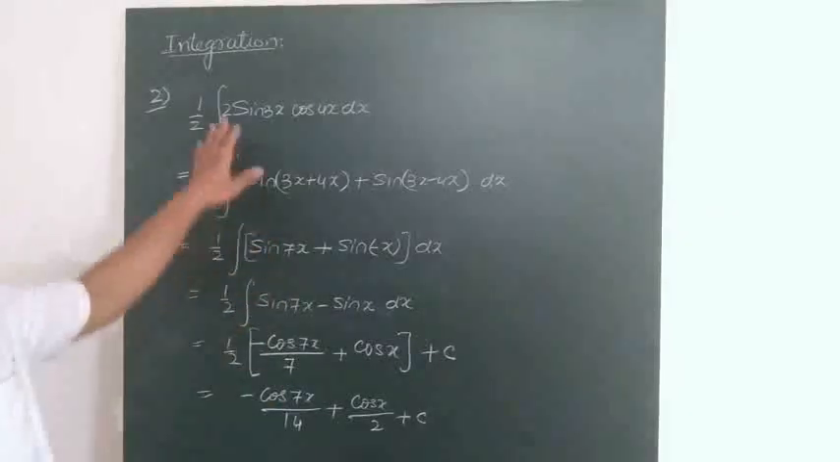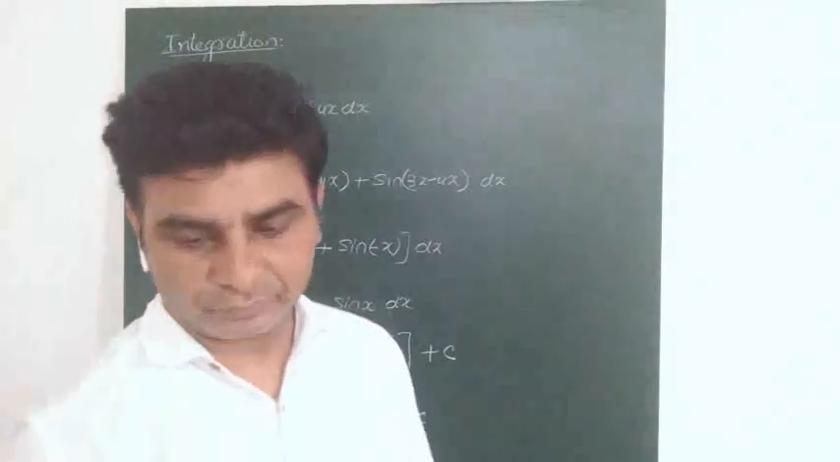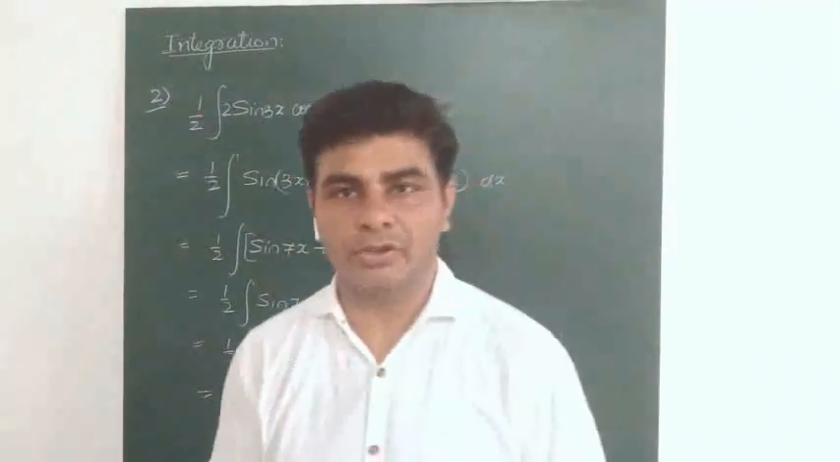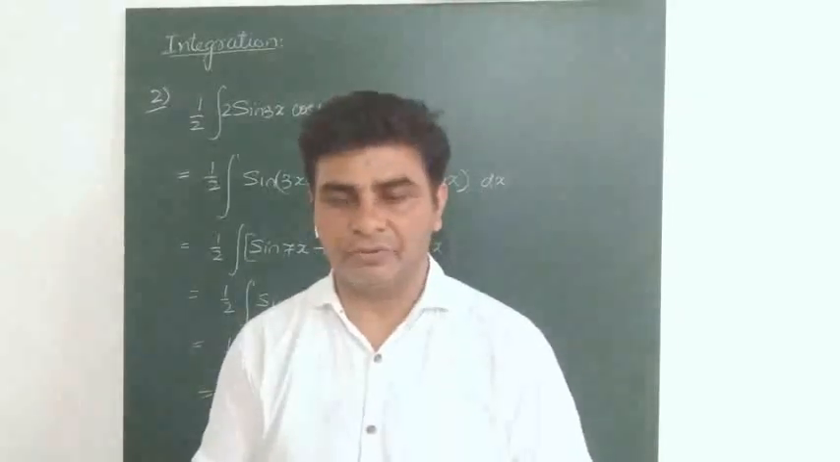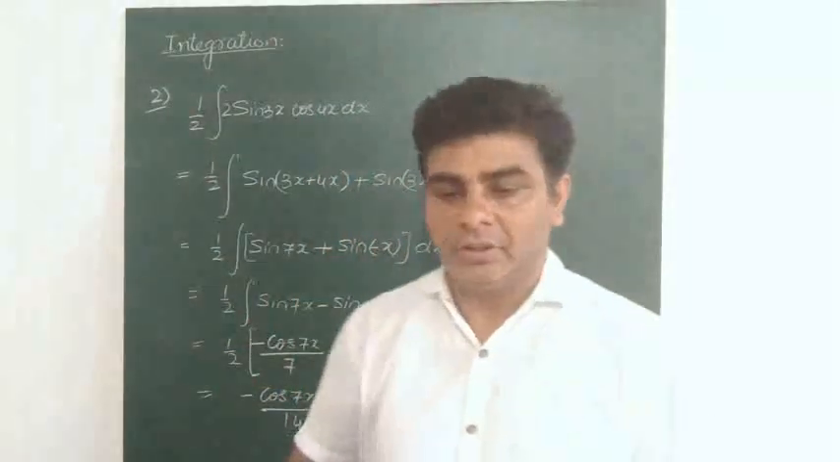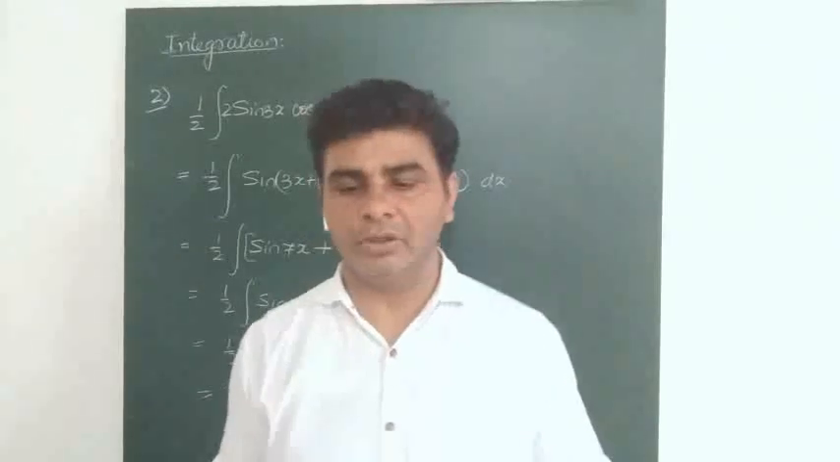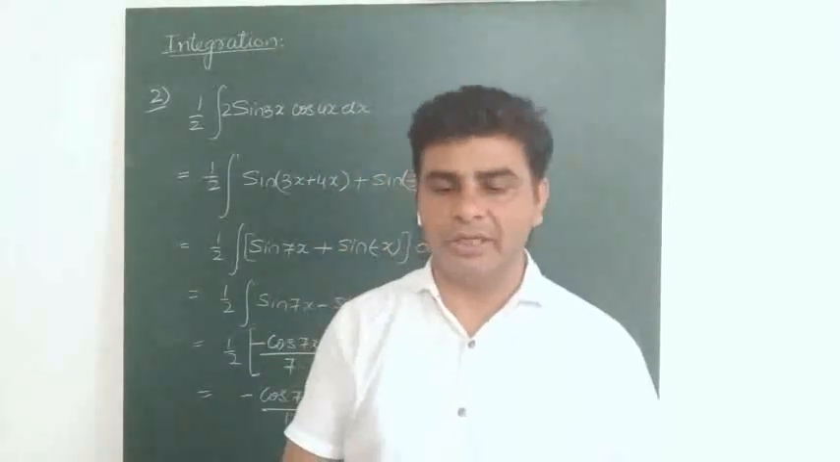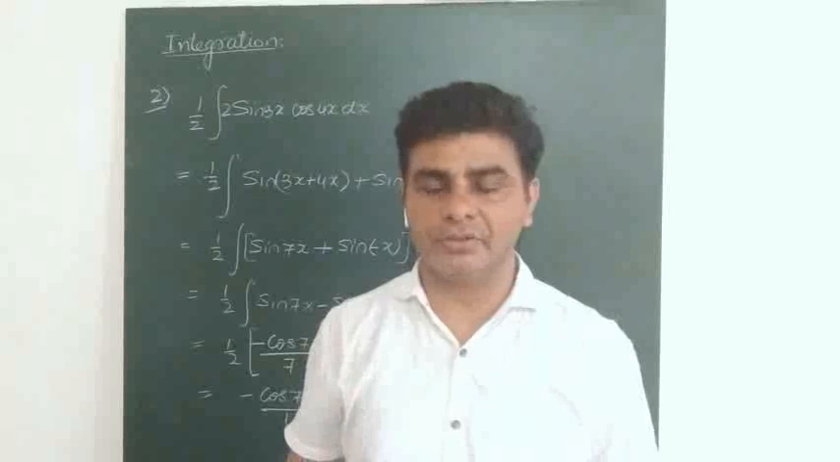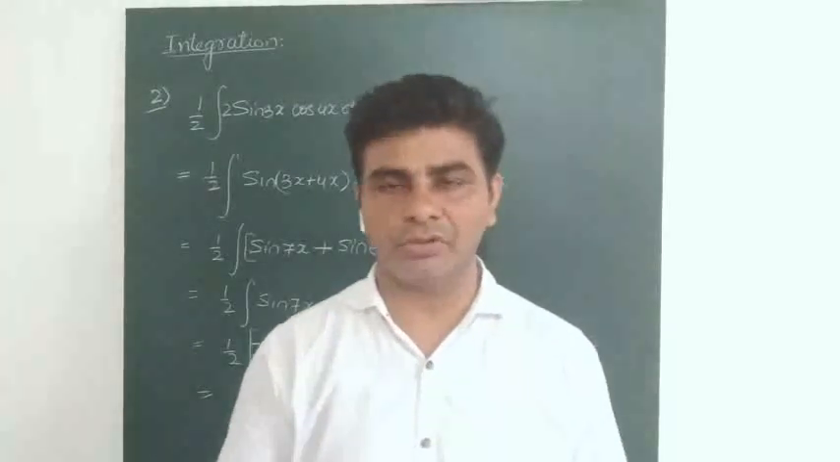So this is the solution of the given question number 2. Now the question number 3 is again the same as we have done the question number 2. In question number 3, you have to use your formula 2 times because 3 terms are in multiplication form: cos 2x, cos 4x, cos 6x.